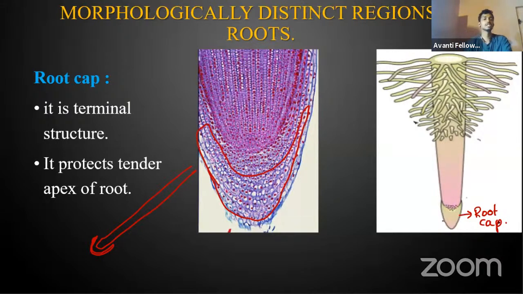So what's the function of the root cap? The root goes inside the soil, burrowing and forming new branches and everything, right? So the root cap acts like a helmet. It will protect the tender apex of the root. Root apexes are very tender, very squishy, and there are stem cells there. The root cap is a kind of hard structure which acts like a helmet for that. That's why the internal cells won't get damaged.